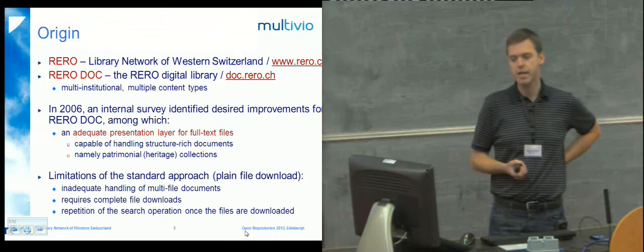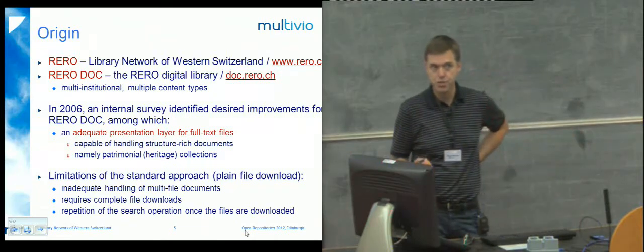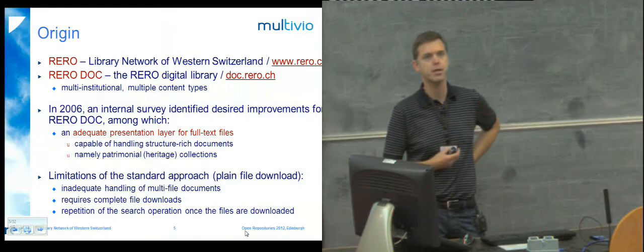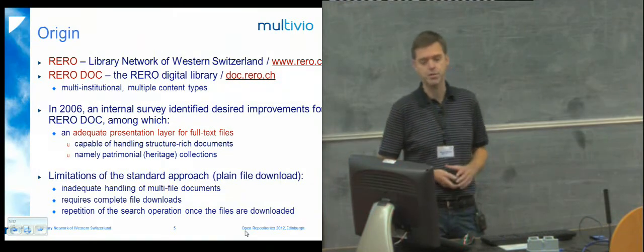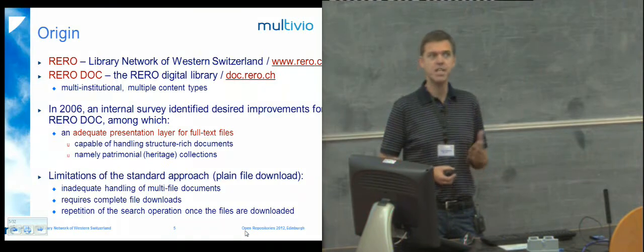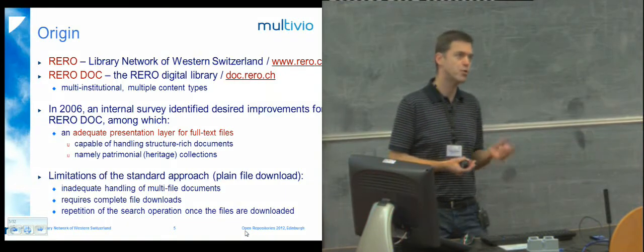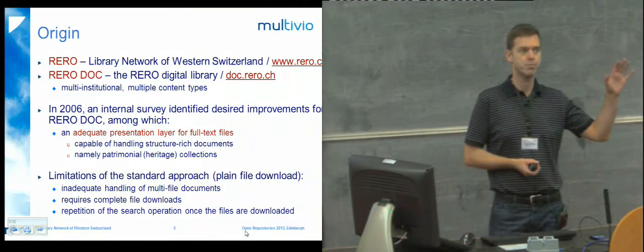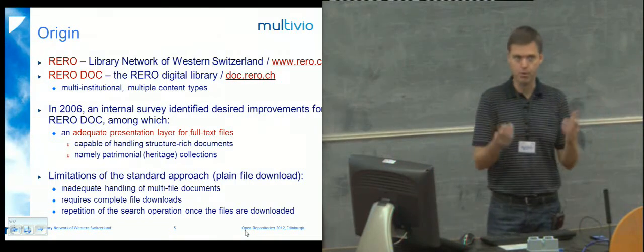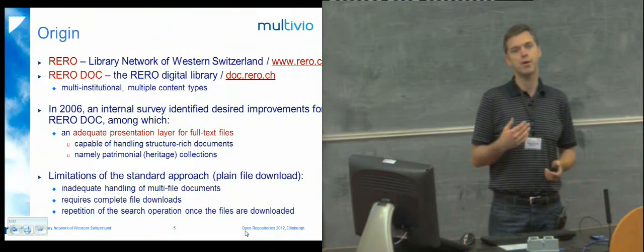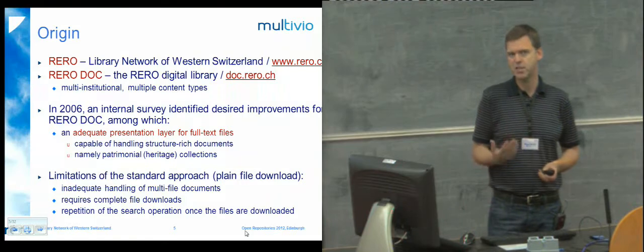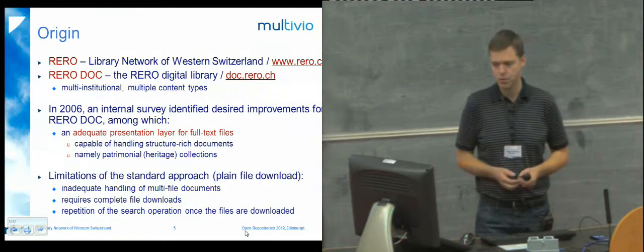So we needed something capable of handling structure-rich documents like journals, newspapers, and multi-volume documents, and especially in the case of heritage collections. That was very important because it's an important part of the digital library. And the limitation that we found in the usual approach of just providing links to PDF download or whatever kind of file download is that if a document is composed of several files, that's not a really nice solution.